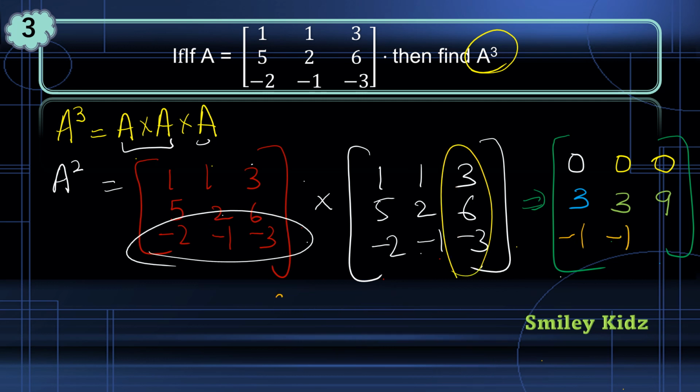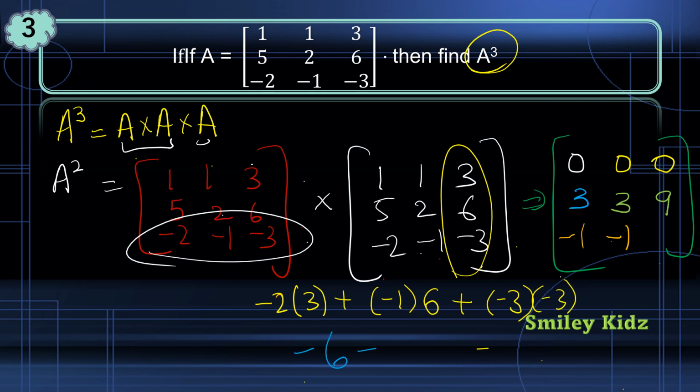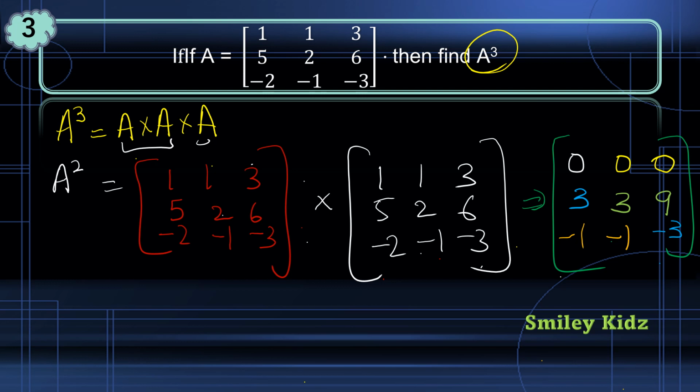Now with the last row, minus 2 into 3 plus minus 1 into 6, right, plus minus 3 into minus 3. Now that is minus 6 minus 6 plus 9. That is minus 12 plus 9. What is this equal to, everyone? This is minus 3. So here let's put minus 3. Now this over here is a square.